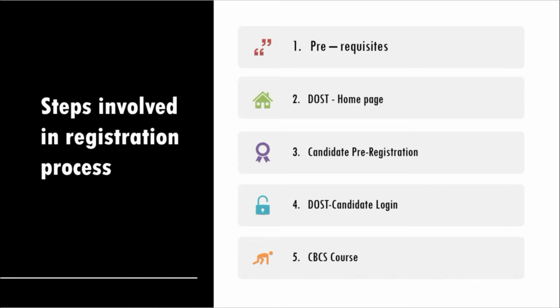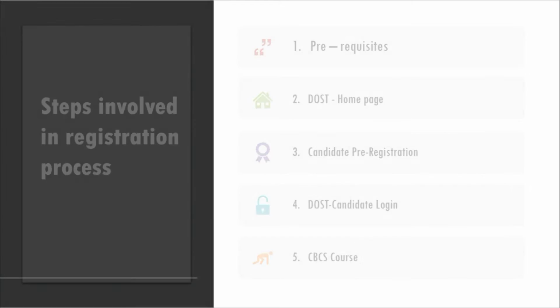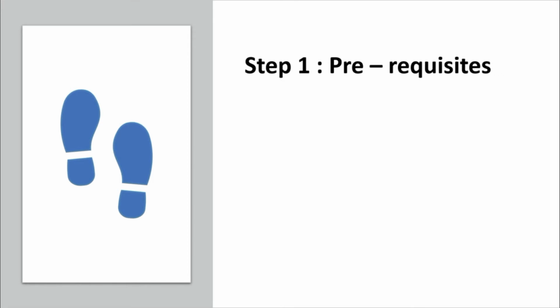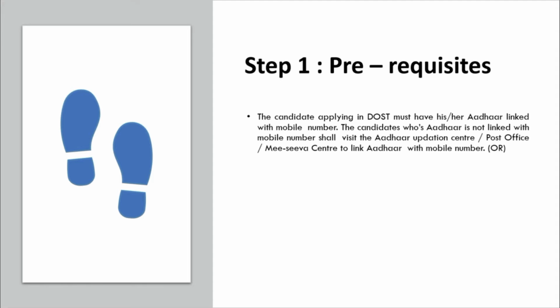Let's understand the first step, that is your prerequisites. The candidate has to apply to DOST and must have the Aadhaar card linked. As we discussed in the previous video, where we showed you how to link, you have to get your Aadhaar card linked with your mobile. If it is linked, then you can directly go ahead with your OTP. If it is not linked, never mind.